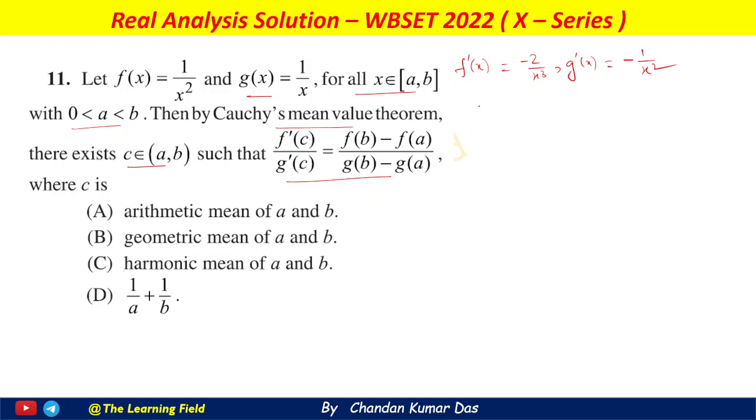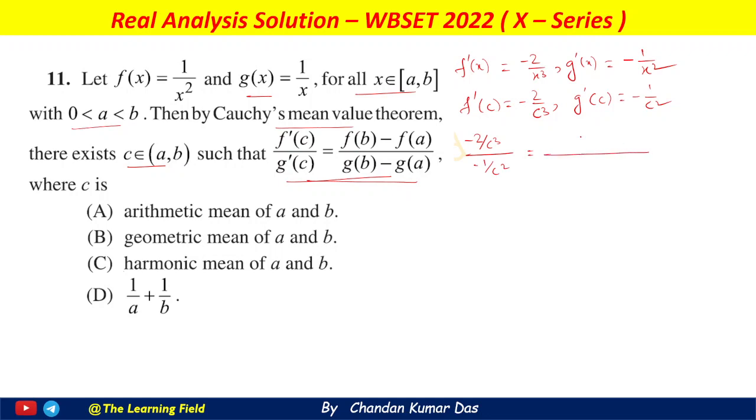Okay, now f dash c means what? f dash c equal to minus 2 by c cube, and g dash c equal to minus 1 by c square. Okay, so this is the value. Now we put in the given form of the Cauchy mean value theorem. So f dash c means minus 2 by c cube, by g dash c means minus 1 by c square.